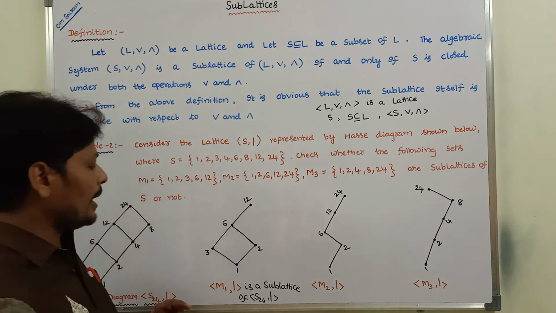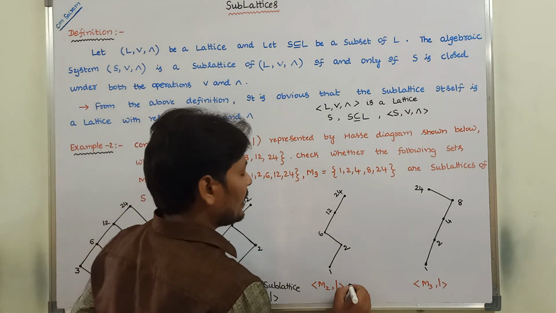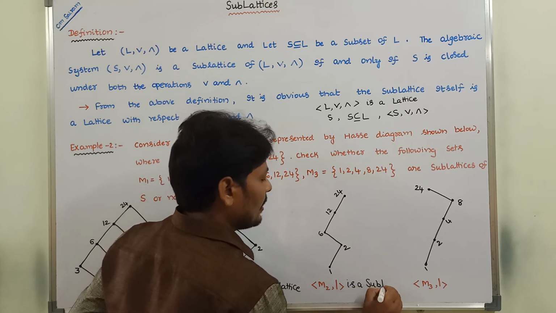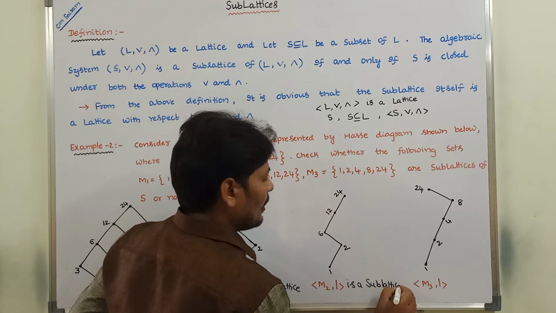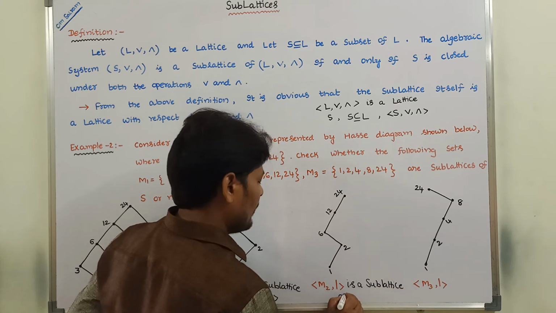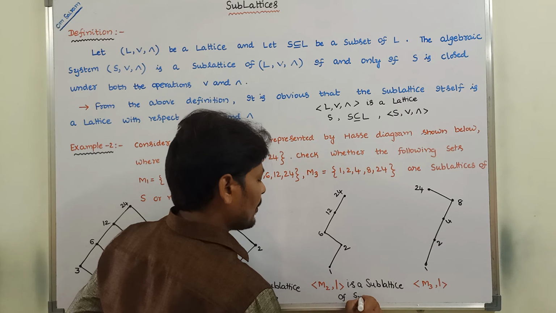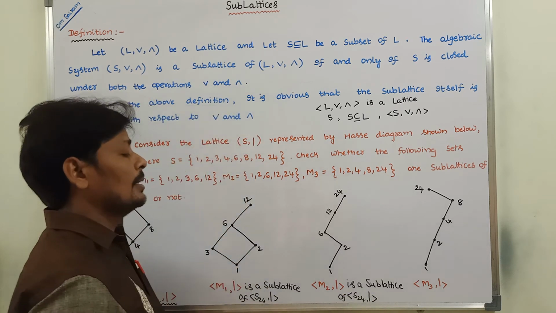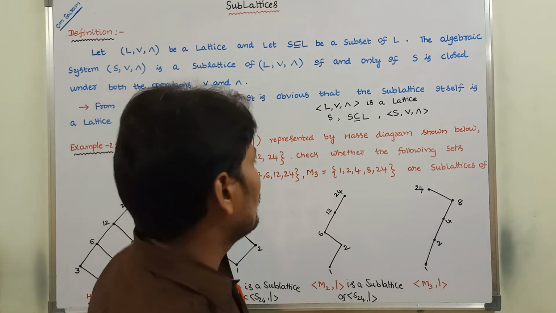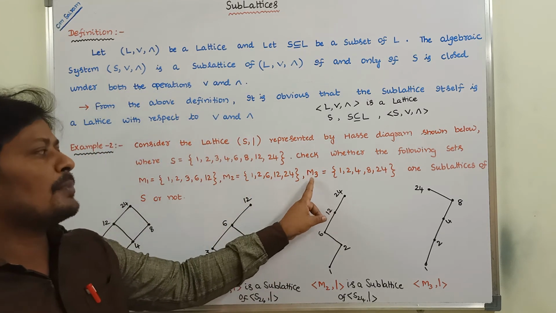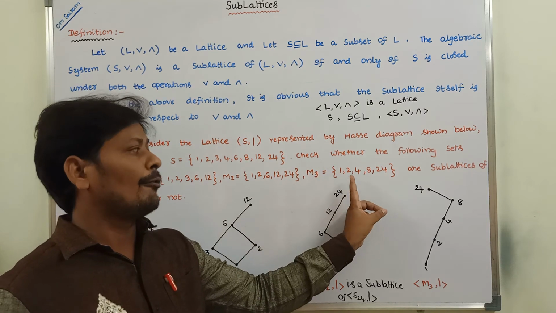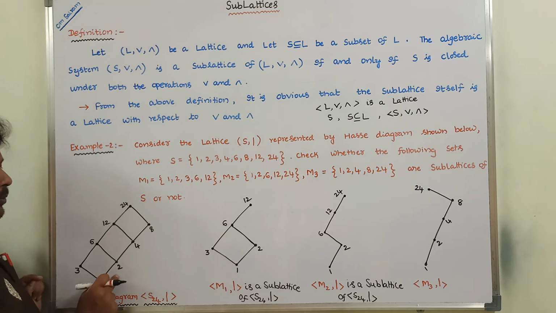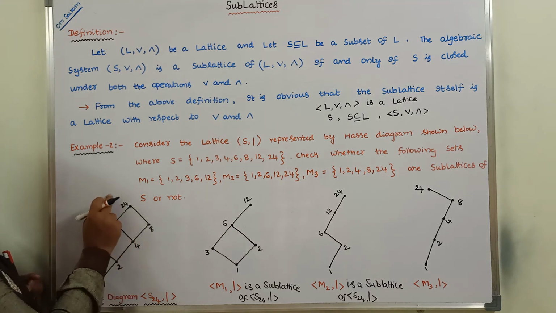Okay, hence we can say that M2 comma division relation is a sublattice of S24 comma division relation lattice. Okay, now consider M3. M3 is equal to the set of 1, 2, 4, 8, 24.